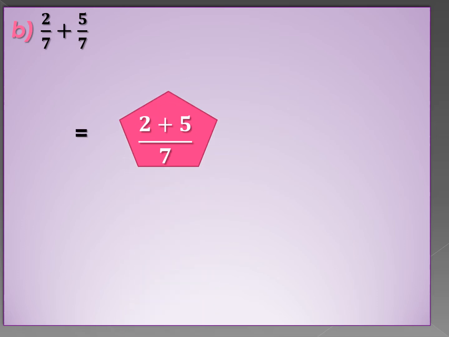Another example, 2 over 7 plus 5 over 7. We have here the same denominator, not different. So we add the numerators together only and put the denominator one time, like that. 2 plus 5 over 7. It will be 7 over 7, which is equal to 1.